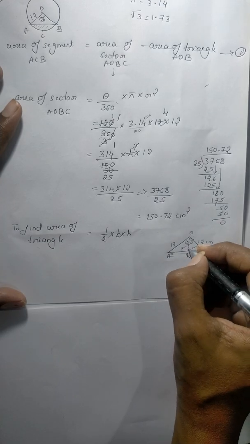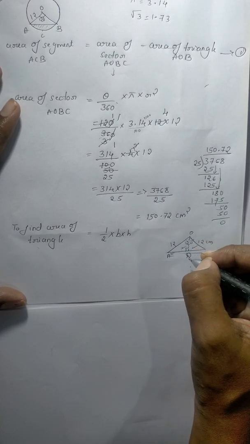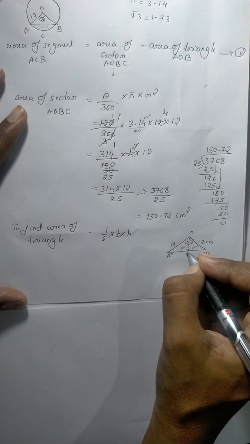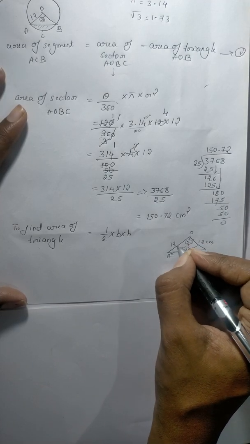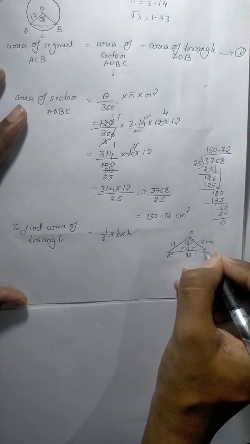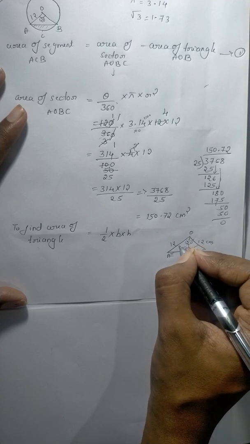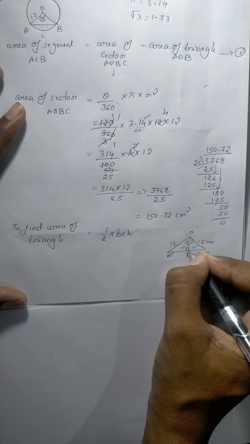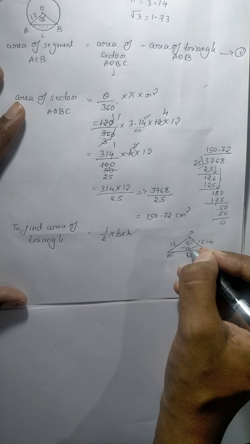We will construct OD perpendicular to AB. As OD is perpendicular to AB, it forms a 90-degree angle. These are the radii OA and OB. So we have one 90-degree angle, one 12 centimeter hypotenuse, and the remaining side is OD. So by RHS we can say that the two triangles are congruent.